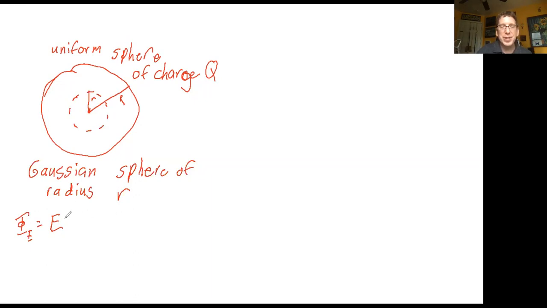So the electric flux is equal to the magnitude multiplied by the surface area of the sphere, which is 4 pi r squared. And that's equal to the enclosed charge divided by epsilon naught. But what is the enclosed charge? So again, if the charge is uniformly distributed throughout the sphere, how much charge is in the Gaussian sphere?